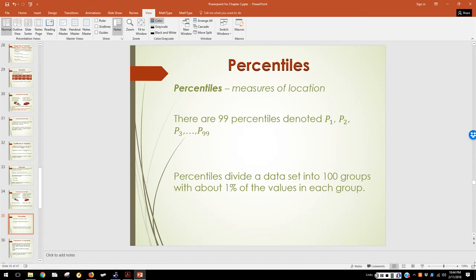Percentiles are measures of location. There's 99 percentiles, P1, P2, P3, and so forth, all the way up to 99. If you had 100 people and you arrange those 100 people in order, the first person would be at percentile 1. The last one would be at percentile actually 100. The person behind them would be at the 99th percentile. Percentiles divide a data set into 100 groups, and about 1% of the values are in each group.